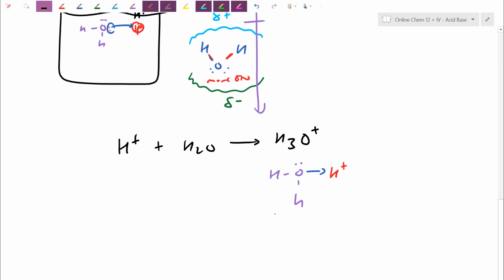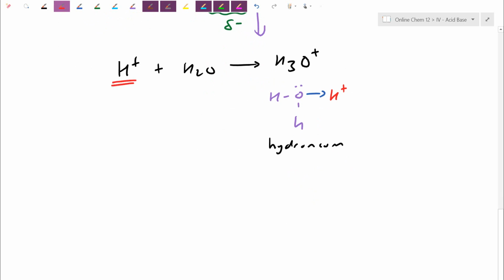You can call this a hydrated proton. More commonly, it's written as a hydronium. This is a polyatomic grouping. Most of your polyatomics up to this point have been negative. So far, we've only seen ammonium NH4+ being the positive. This is another example of a positive. So I want to just write this in words for you here.